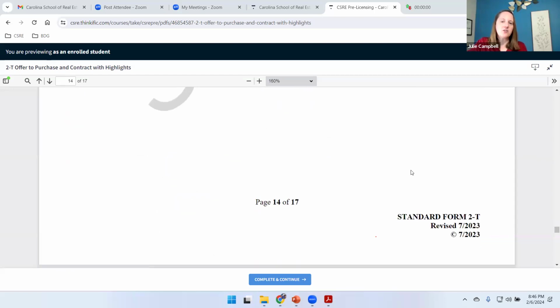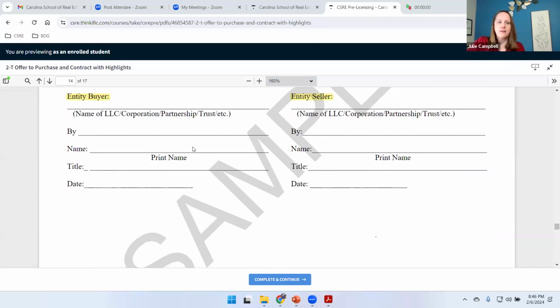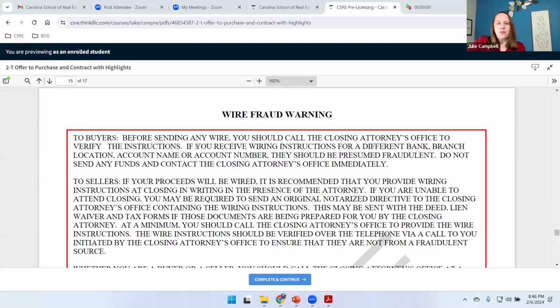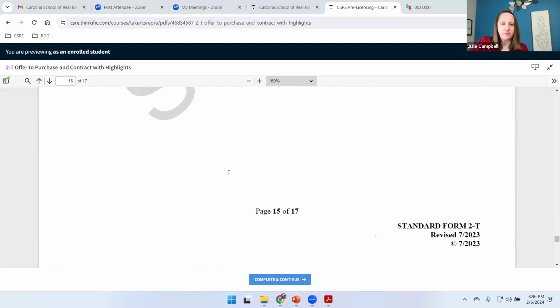We also have a place for an entity buyer, entity seller, if it's a corporation or an LLC. Technically speaking, this is where the contract ends. Where the party signs is part of the contract. The last 2 pages are like supplemental pages, just to help things along a little bit. So there's our wire fraud warning. We saw this in both of our agency agreements. Now we're reminding them one time not to email or accept an email with wire transfer instructions.